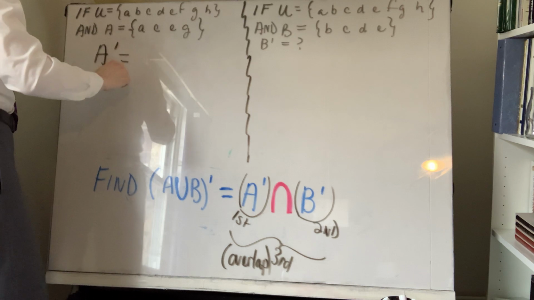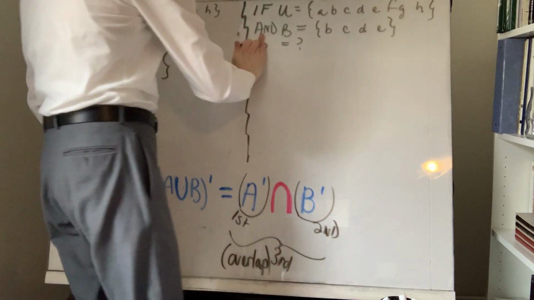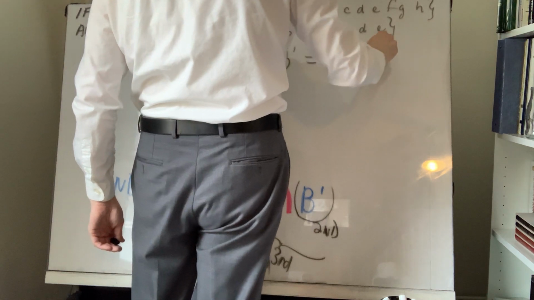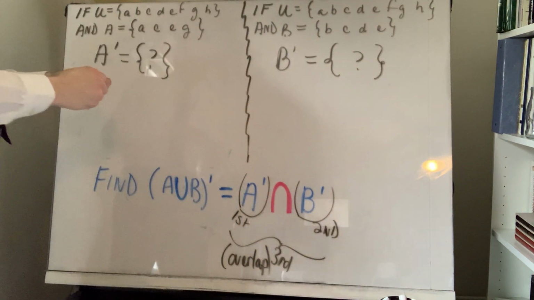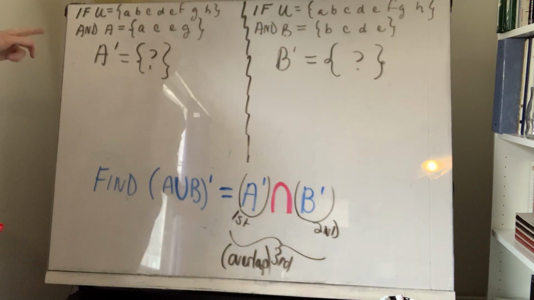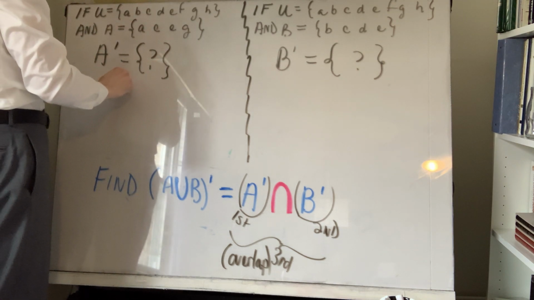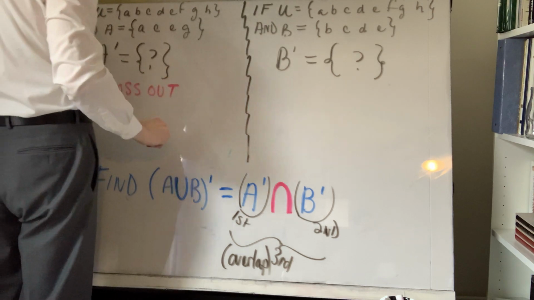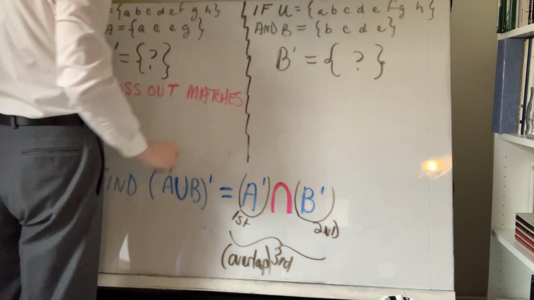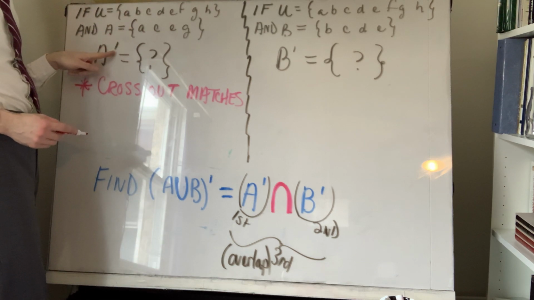To answer the question of what this is going to be, the roster of A prime, and then later the roster of B prime. Right. Let's cross out things that occur in both A and U. Cross out matches here and here, alright? Because we're looking for things that are ultimately not A, alright?